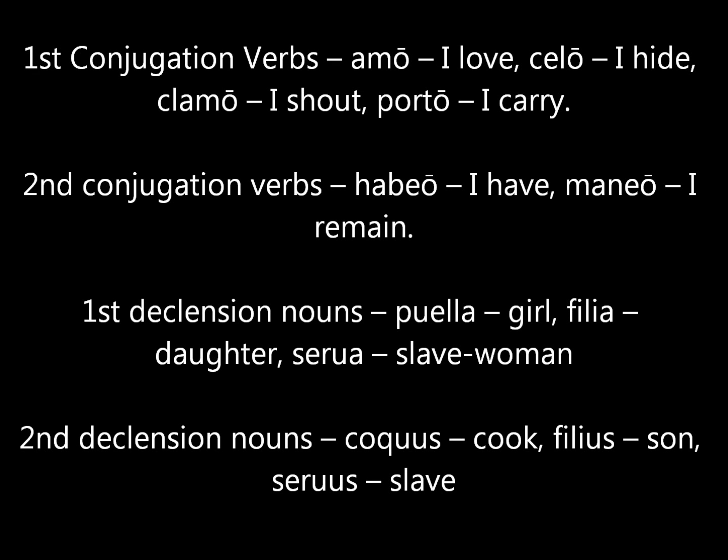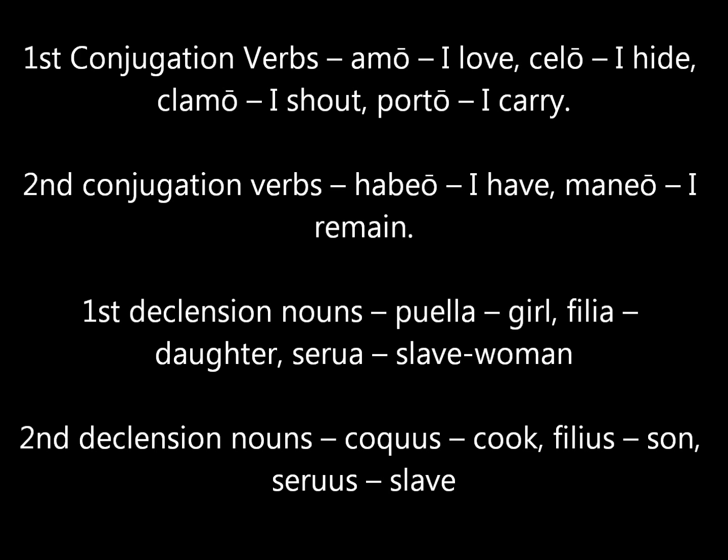There are first conjugation verbs: amo, I love; calo, I hide; clamo, I shout; porto, I carry. Second conjugation verbs: habeo, I have; maneo, I remain.